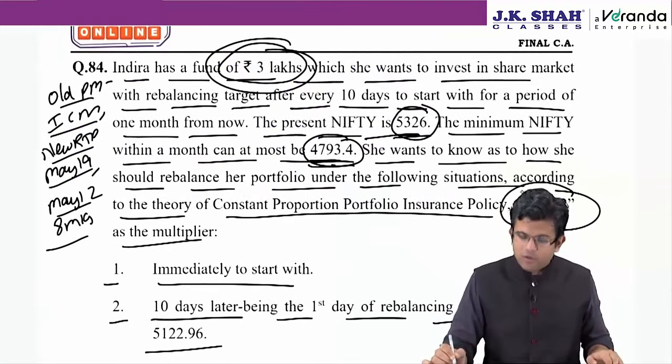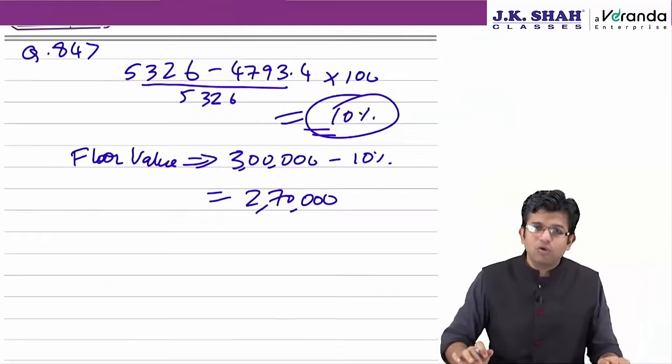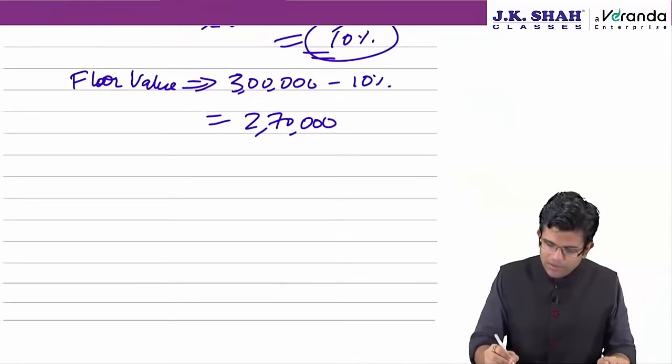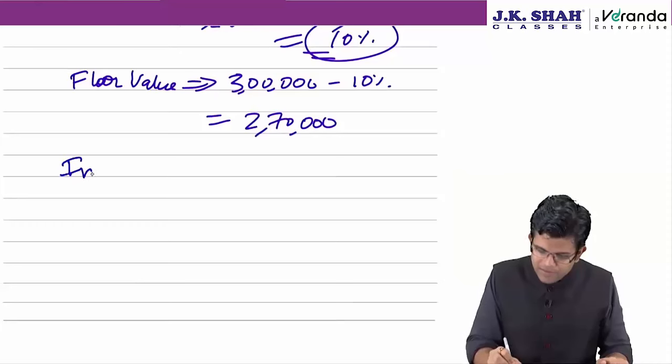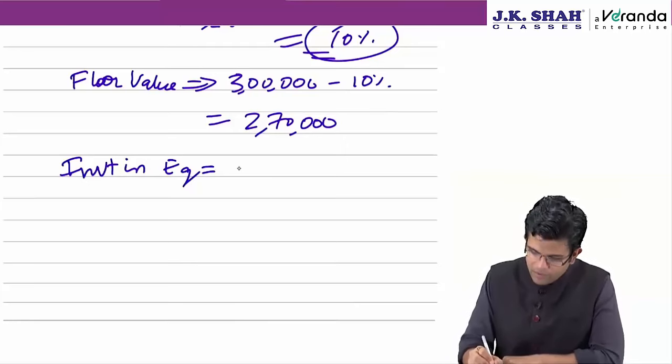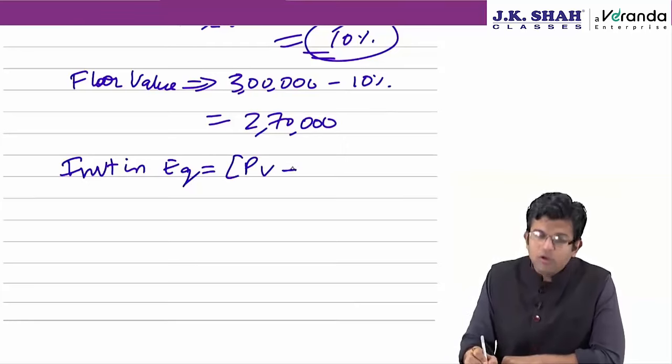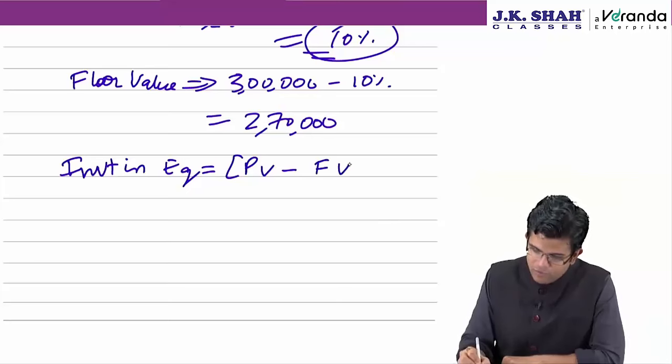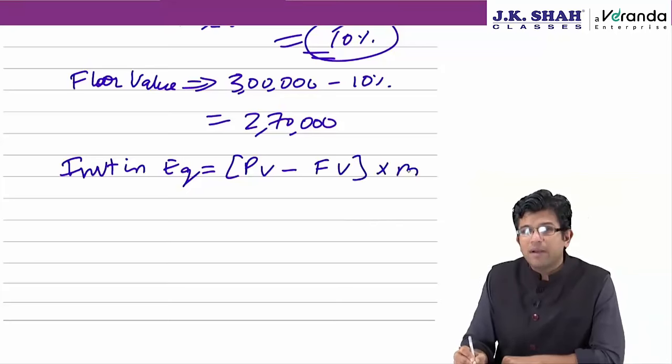Now let us calculate how much she should invest in equity. She is saying that she wants to use 2 as a multiplier. I am very sure you know what to do now. So I'll write down here: investment in equity will be equal to portfolio value minus floor value, the whole into multiplier, correct?